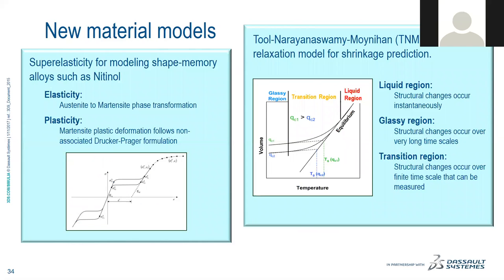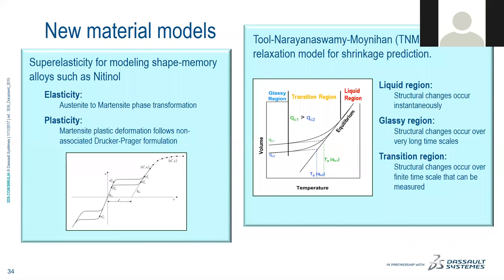Now, let me talk about a couple of material models that are new in Abaqus. One is the capability to model superelasticity, in metals such as nitinol. Now you can use this superelastic model to study the mechanical response of martensitic phase transformation. This is available through a subroutine that you can use.